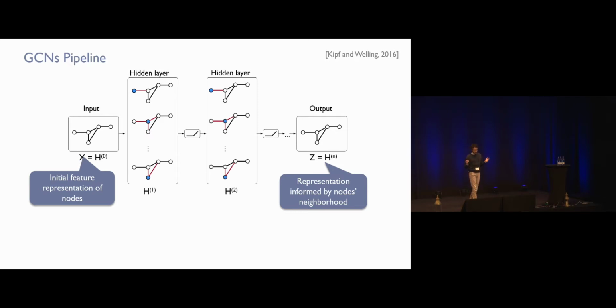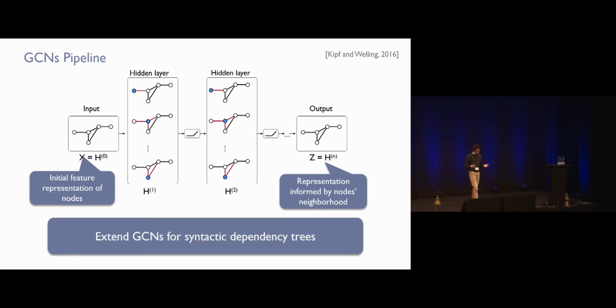This is fine and good when we have an undirected and unlabeled graph, but if we want to apply this to a syntactic tree, for example, that's not enough, because a syntactic tree is labeled and directed. So in this work, we extend GCN for dealing with syntactic dependency trees.